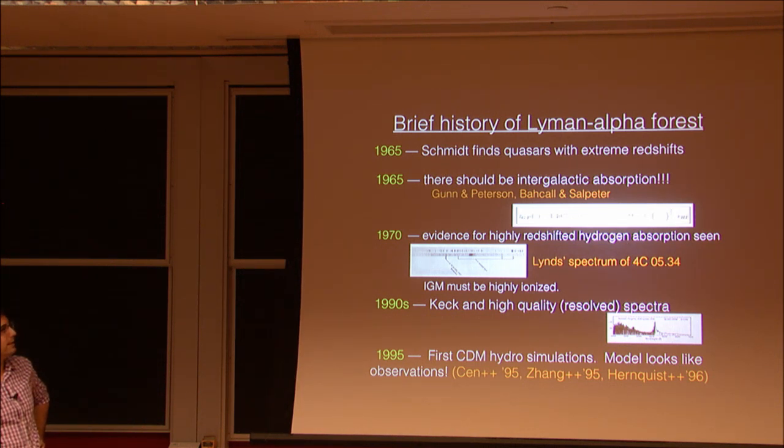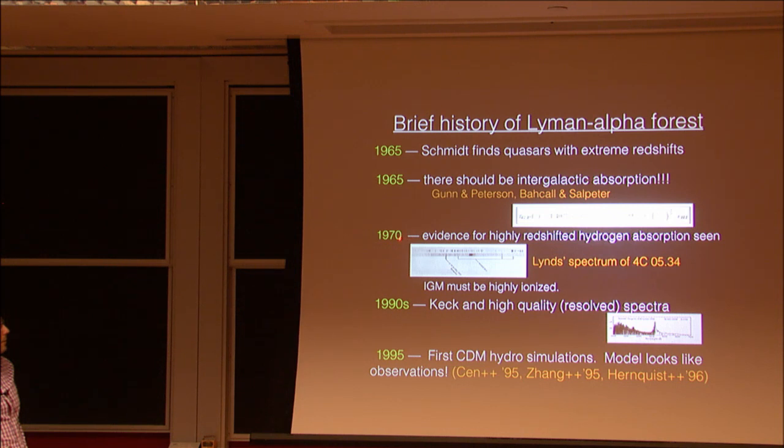Martin Schmidt detected several quasars with very extreme redshifts, and one of those quasars had a redshift greater than 2, which means that the Lyman Alpha line redshifts into the optical, so you can observe it from ground-based observatories. It was immediately pointed out that if there's gas in the intergalactic medium, it should absorb the radiation from that quasar. In fact, if you take modern values for cosmological parameters, then unless the universe is highly ionized, you should see complete absorption from the intergalactic medium.